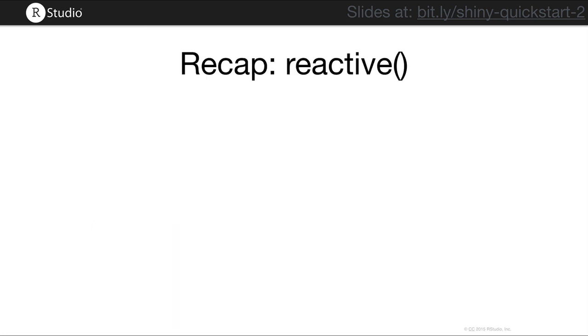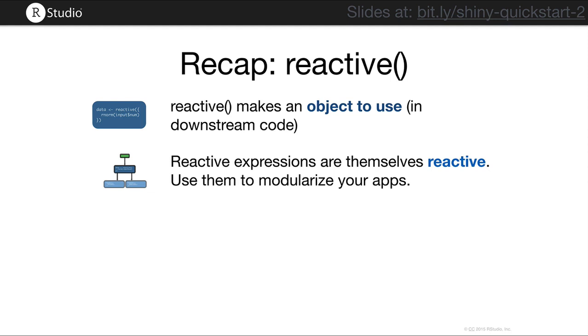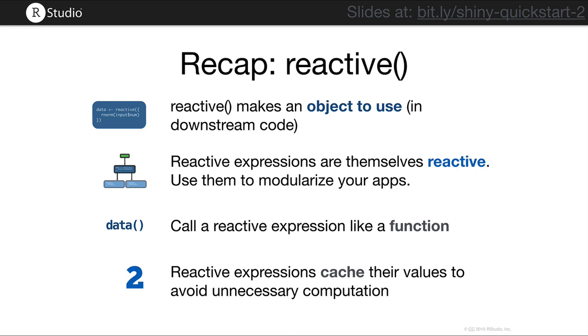All right, so let's recap reactive expressions. They make an object to use. These objects don't appear in your app. Your user doesn't see them, but you could use them in code that does make objects to display. You could use reactive expressions to modularize your apps because they're also reactive, so they fit in as a link in the reactive chain. You call a reactive expression like a function with parentheses behind it. And then reactive expressions cache their values, which can save you computation. Well, it'll save your app computation. In practice, you don't even have to worry about them caching their values. That's just a feature Shiny takes care of for you.